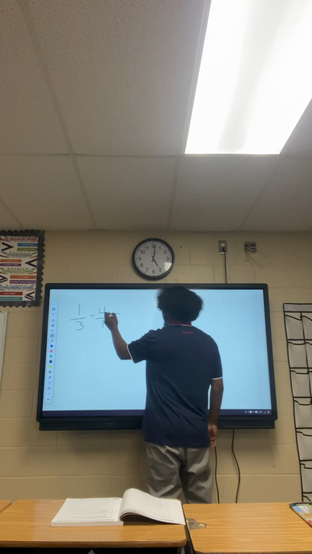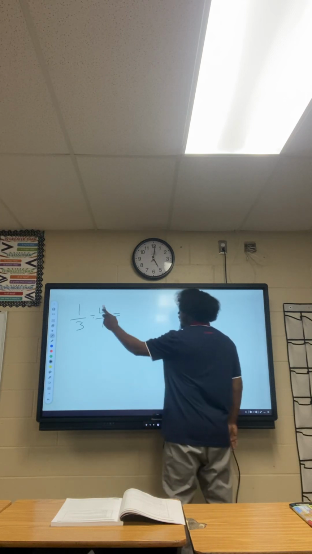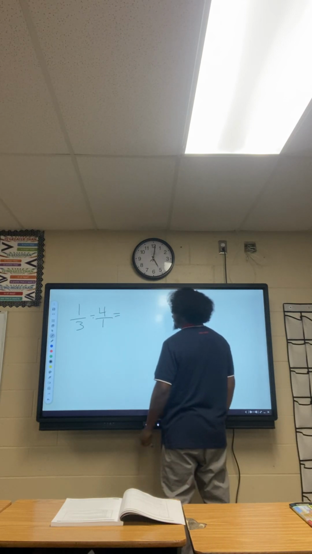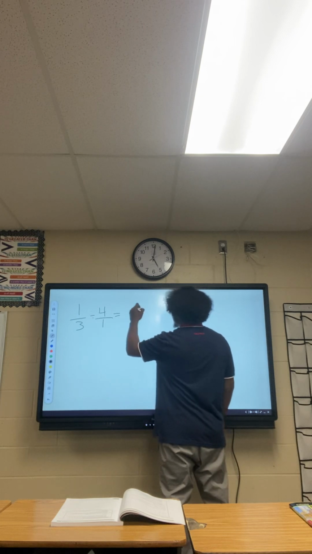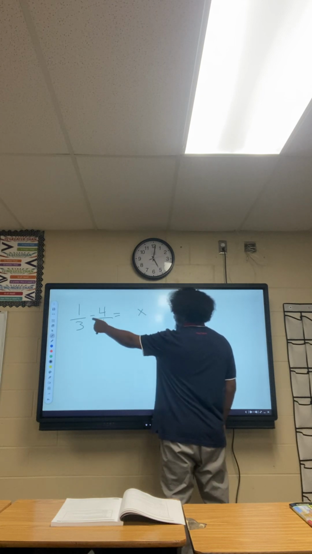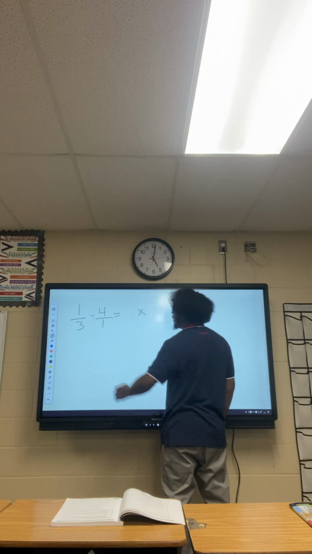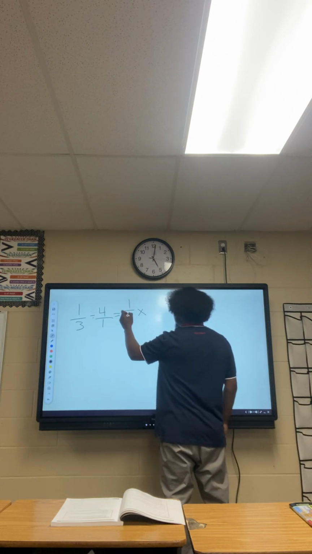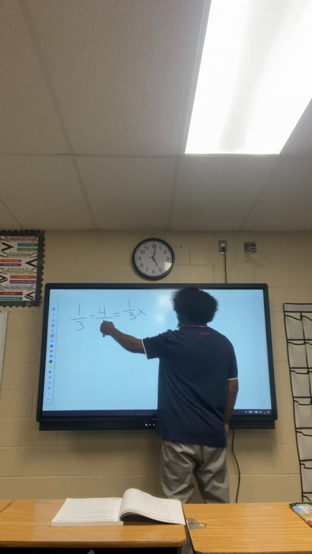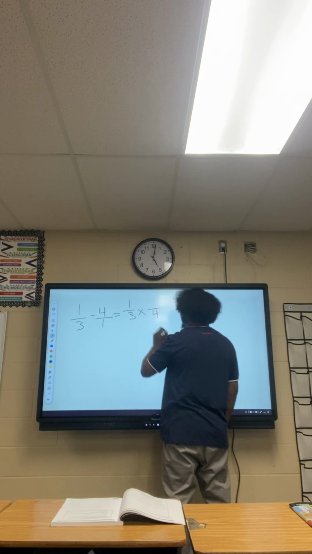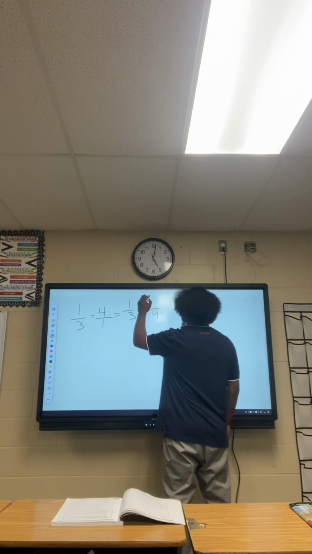So now we can divide. The first step, put our whole number over 1. The second step, we're going to change our operation to multiplication. We're going from division to multiplication. We keep our first fraction the same. And we're going to flip our second fraction. So the 4 is now on the bottom. It is now our denominator. And the 1 is now our numerator.